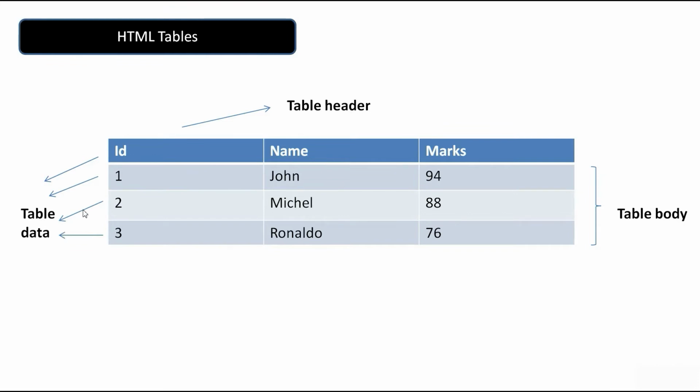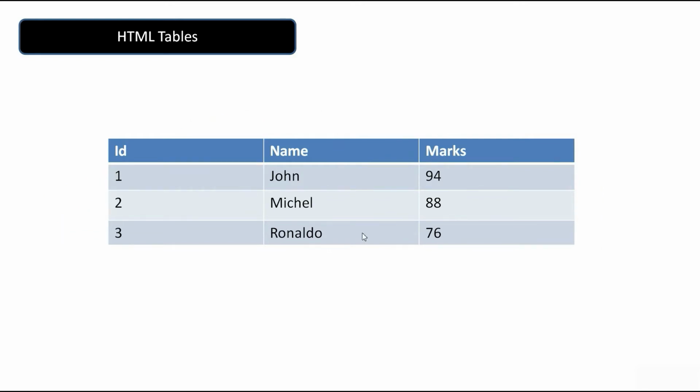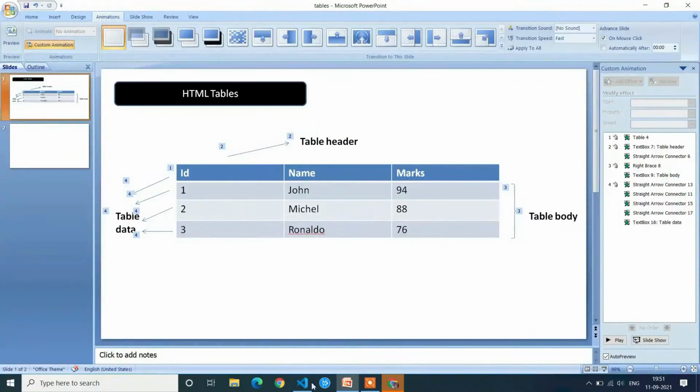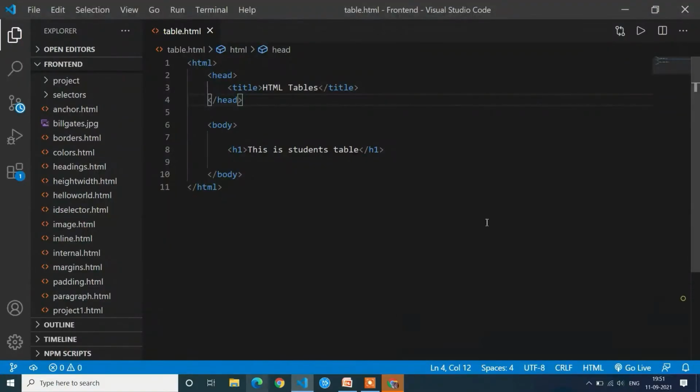Here we have to understand 3 keywords in the HTML table: table header, table body, table data. If you know these 3 keywords, you will be able to design the table in HTML. Now we are going to create exactly this table in HTML using a program. Let's close this and open VS Code. Here you can see this is our program.